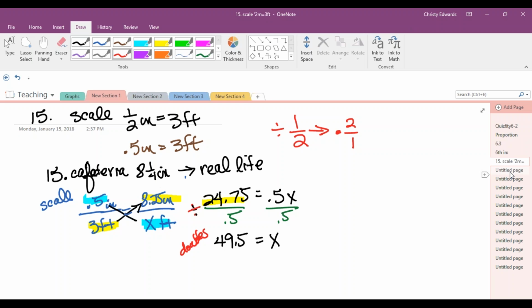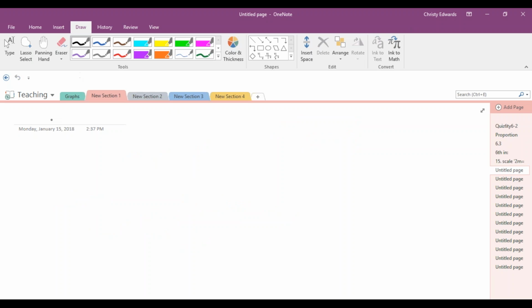Okay, questions? I've got to keep moving fast because you asked a lot of questions. Okay, 16. Oh, refer to this whole thing. What's the scale factor? Okay, so all of it used the 0.5 inches to 3 feet.